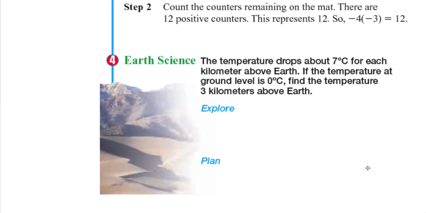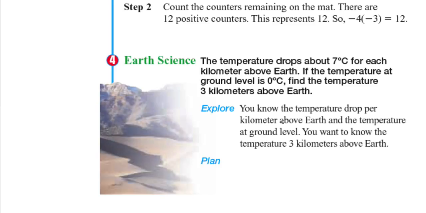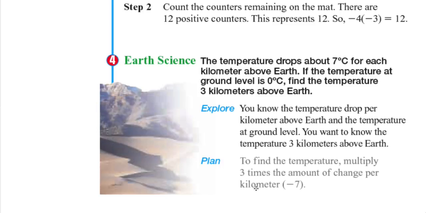Example number 4. The temperature drops about 7 degrees for each kilometer above the Earth. If the temperature at ground level is 0 degrees Celsius, find the temperature 3 kilometers above the Earth. So you know the temperature drop per kilometer above the Earth and the temperature at ground level, and you want to know the temperature 3 kilometers above the Earth. So how do we do this?